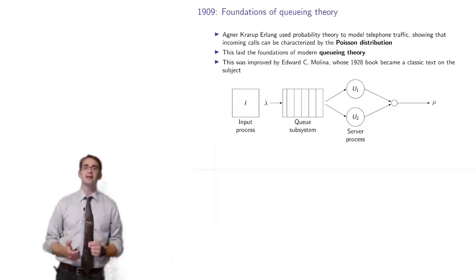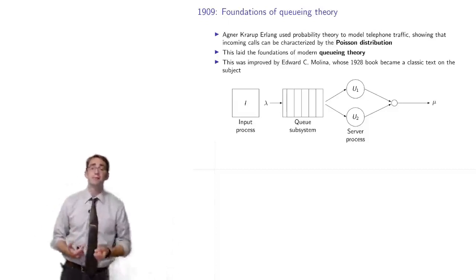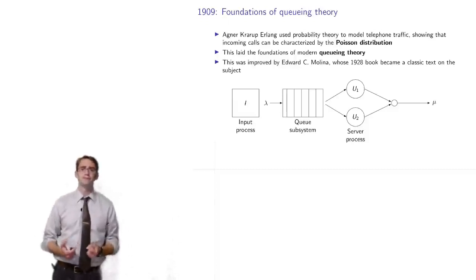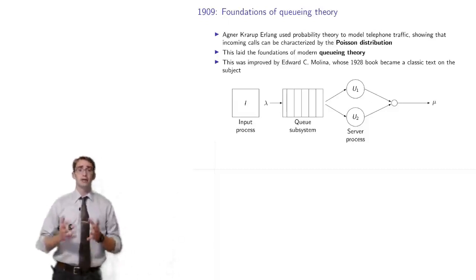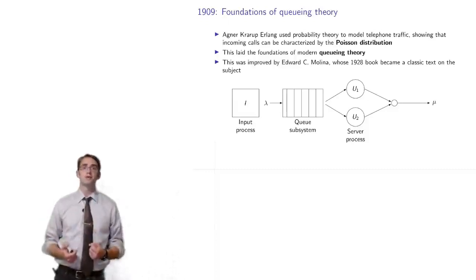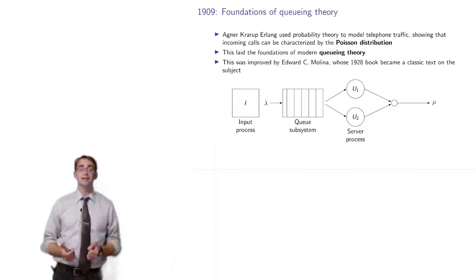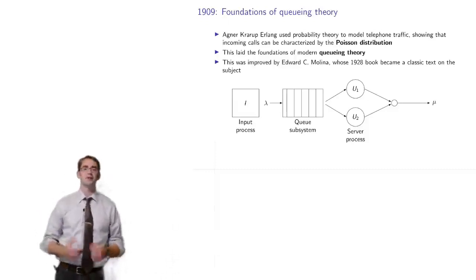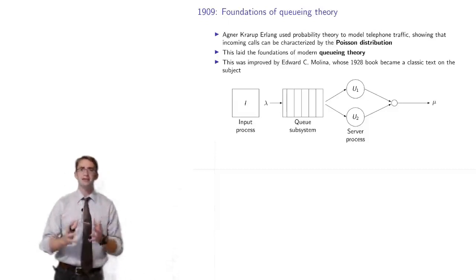Erlang used probability theory to model telephone traffic, showing that incoming calls, the rate at which they were coming in, would be approximated well by the Poisson distribution, which you might remember. This led to the foundations of modern queuing theory, which is simply the mathematical study of people getting in lines and waiting for things. This process was improved by Edward Molina, who wrote a book in 1928 that was used for decades, although it's fallen out of popularity as of late. I've got a queuing diagram sketched over here. You have inputs, you have a queuing process, you have a server process, and then you have things leaving that queue.